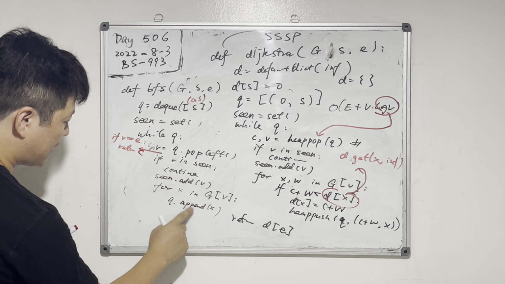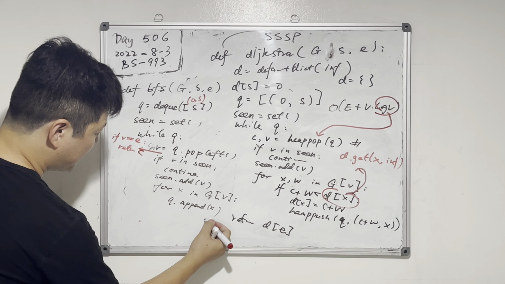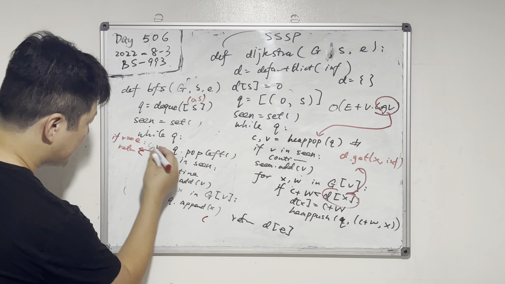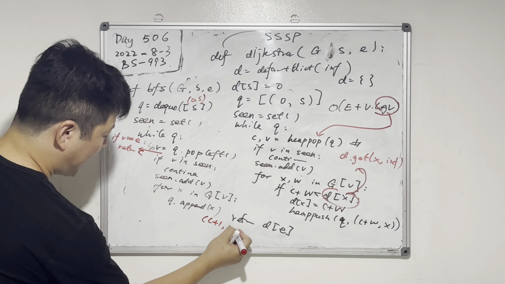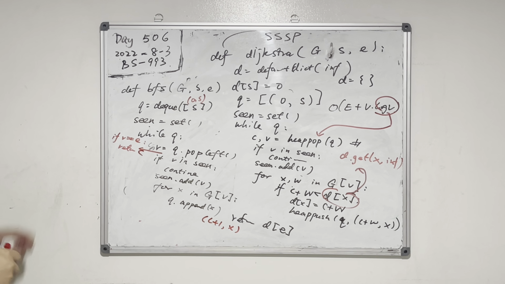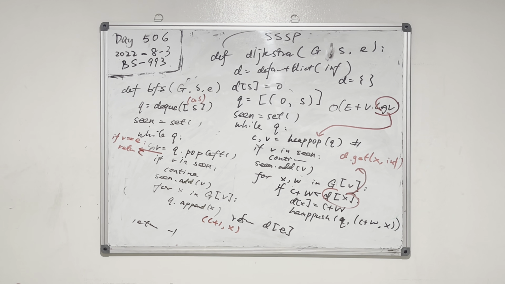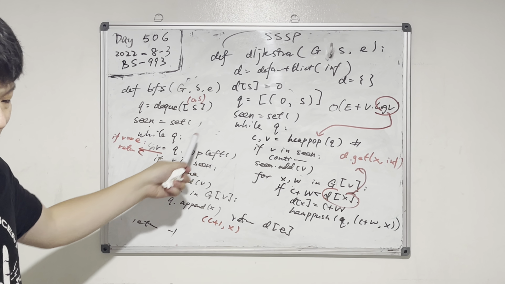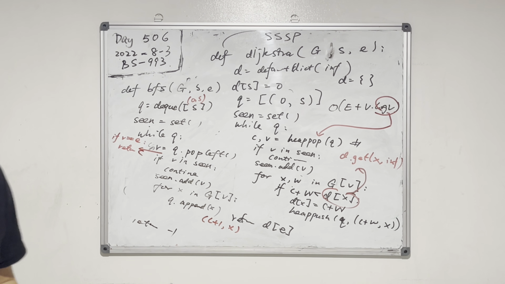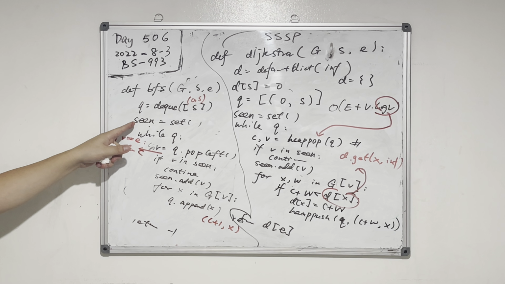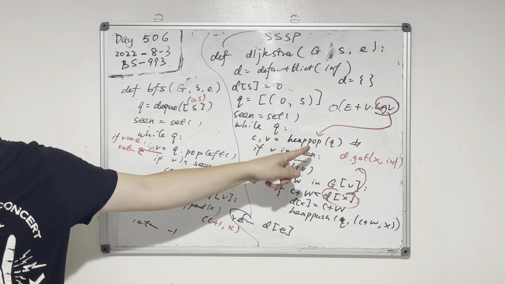And then instead of append x, we can append C plus 1, x, right? Because when we visit the kids, the distance is incremented by 1. And if we can't find it, we just return infinity or return -1. So look, this is breadth search. Do you see the difference and similarity between the breadth search and the Dijkstra here? Any difference? Breadth search on unweighted graph, Dijkstra on weighted graph.